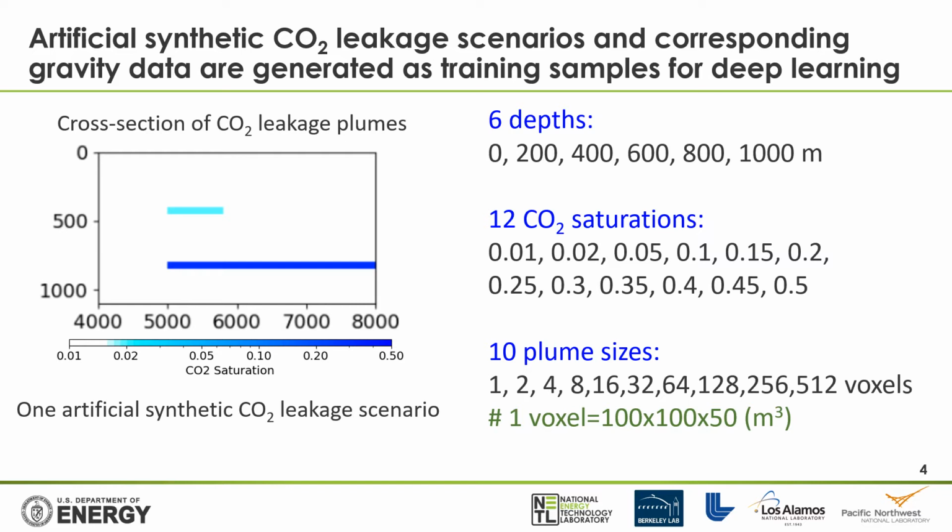The corresponding gravity monitoring data are generated by gravity-forward models. We randomly chose 32,000 samples from over 200,000 scenarios because of inadequate computer memories. Most of scenarios have 2 CO2 plumes.